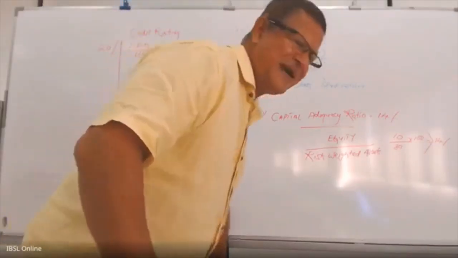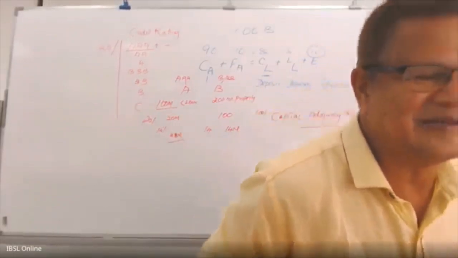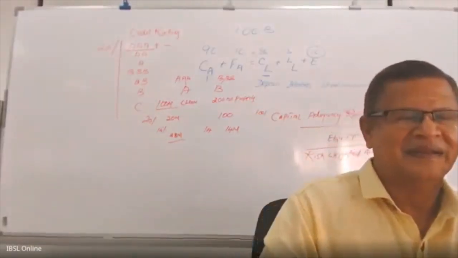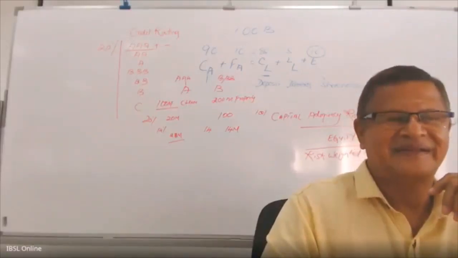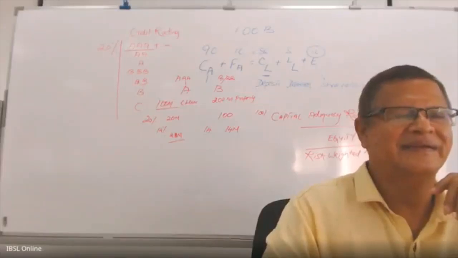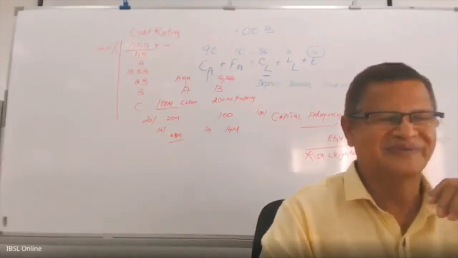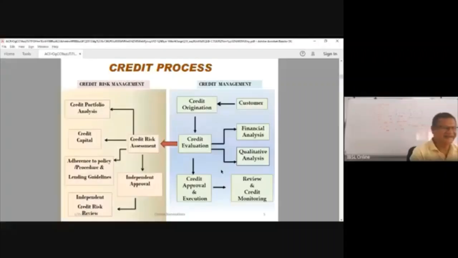So banks which have lower capital adequacy would like to select AAA customers with high credit rating because they don't need to provide credit capital to that effect. So that will not be checked by your business unit, no, that will be checked by your credit risk department.